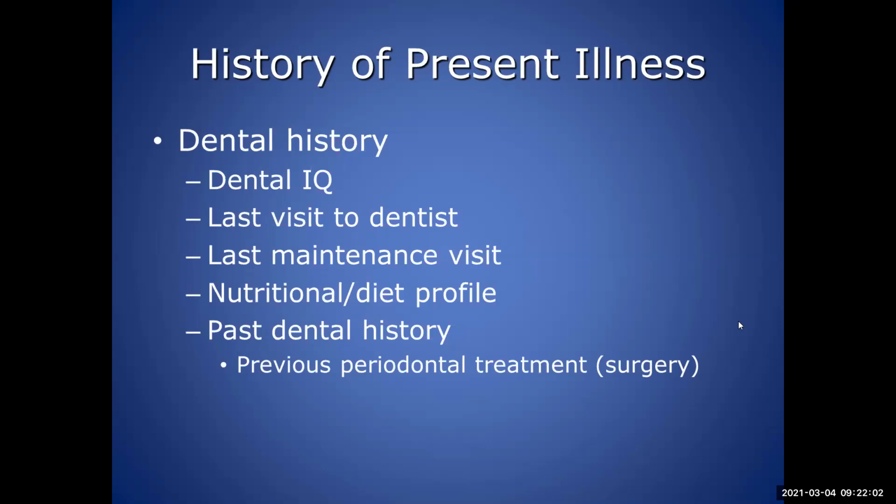So we do have a list of clinics in the Northern Virginia, DC, Maryland area that we can give to the patient so they can have follow-up care. We're doing nutritional diet profiles, especially in your caries risk assessment. What is their past dental history? Have they had surgery before? If they've had surgery or they've had periodontal disease in the past, they are more susceptible to it in the future.